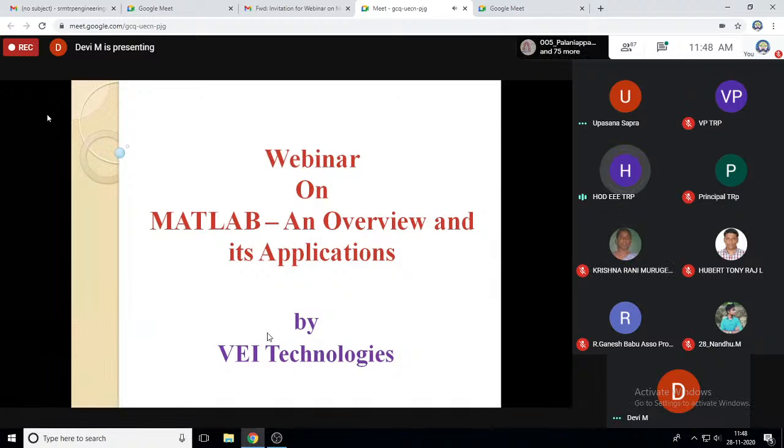So what is MATLAB? We know the full form. Hope you have done some MATLAB. So hope you all know the full form of MATLAB: Matrix Laboratory. This was developed during the year 1984.